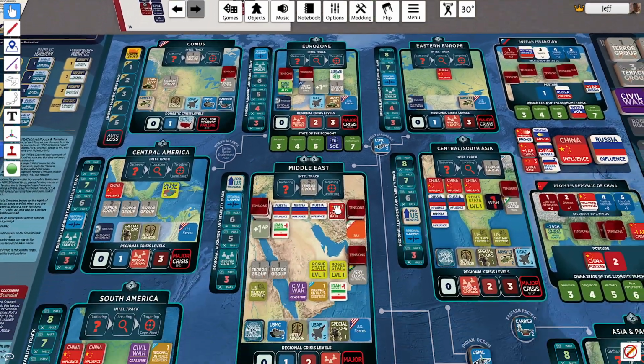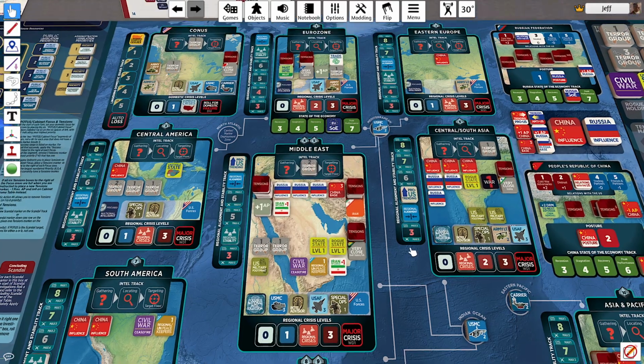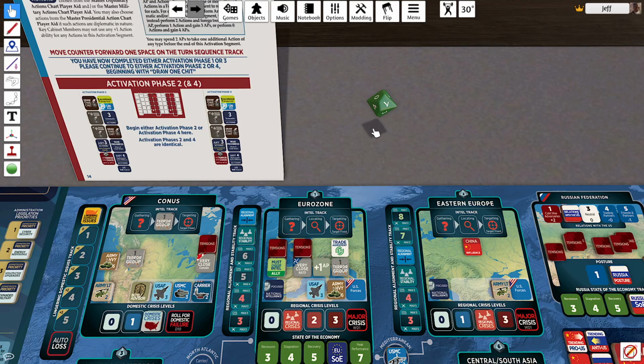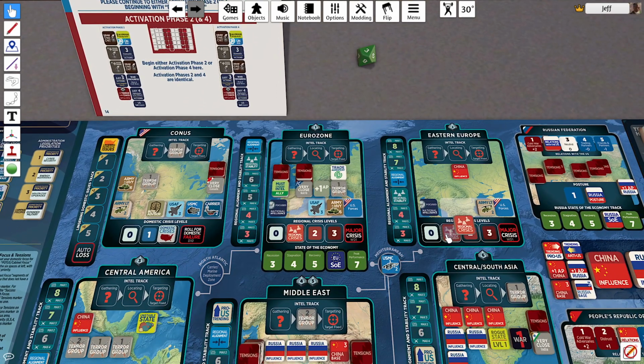A 6 moves it down. And I'm going to move down to Eastern Europe. And a 3 moves that down. That's all I can do for now with them.